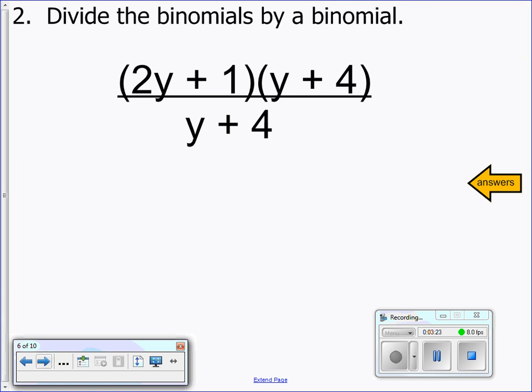All right, dividing a binomial by a binomial. Okay, so here we go. We've got this and this, so my answer is just 2y plus 1. Because these are multiplied, we can do that. If they were adding, we could not.